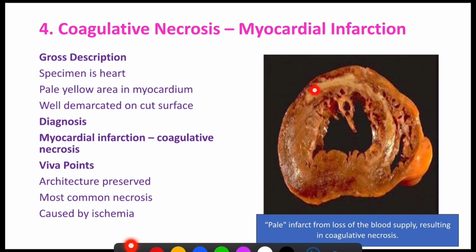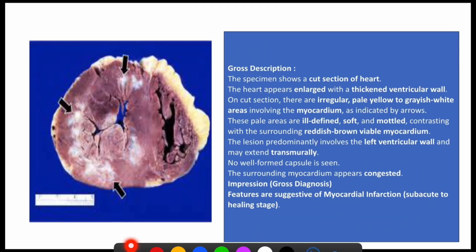So this is coagulative necrosis, where in the microscopy you can identify the architecture is preserved, and it is caused by ischemia. Because of loss of blood supply there is coagulative necrosis.